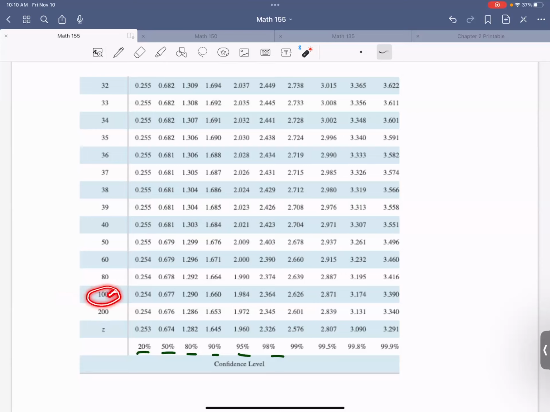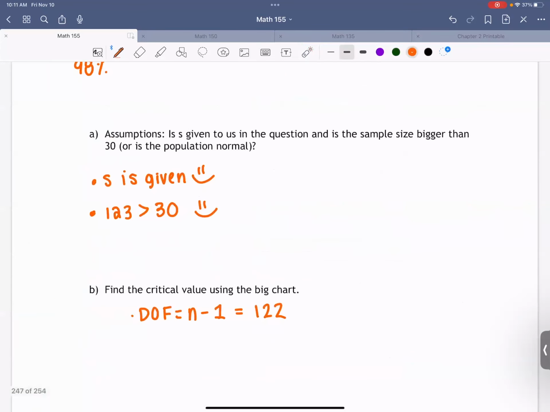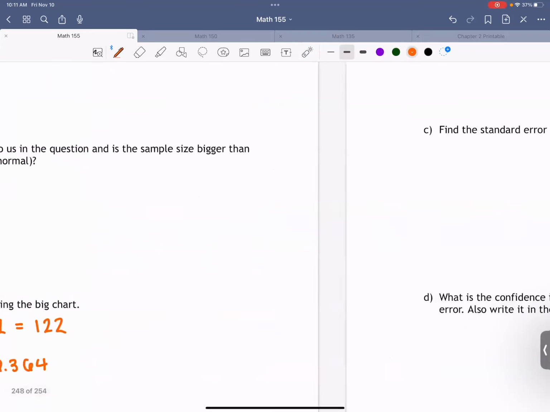We're using the column for 98% because that's what we're given. Can we all agree that my critical value is 2.364? Cool. All right. Critical value is 2.364. Awesome. All right, let's flip the page over.